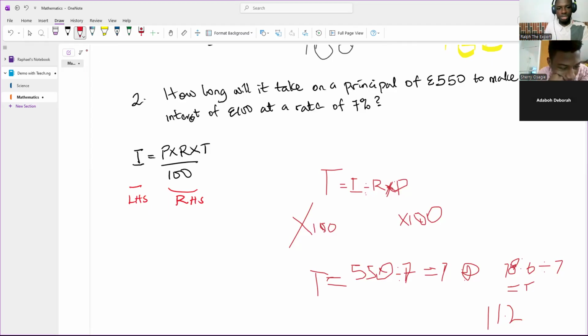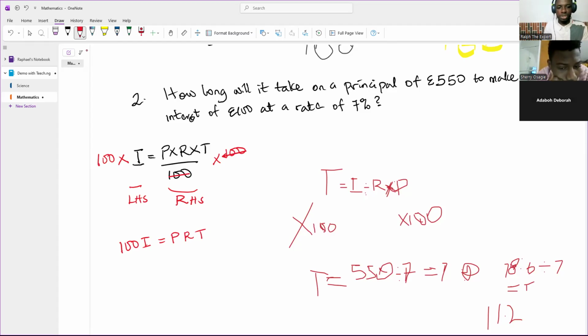Yes. So the first thing you want to do is multiply both sides by 100. In doing this, we are taking 100 to the left hand side. So the 100 here will cancel out the 100, and we are left with 100 on the left hand side. That gives us 100I equals PRT. Do you get up to this point? Yeah.